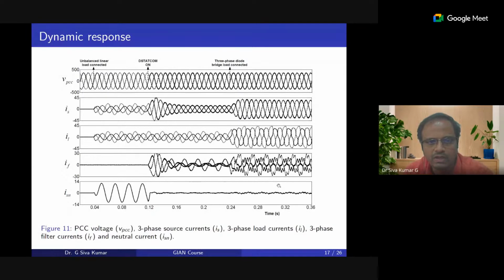This is a dynamic operation where we change the load and connect a distribution static compensator. We can use this kind of active filter in a microgrid. If your microgrid is going to have these kinds of harmonic currents and reactive power, you can use this active power filter, or it is not necessary to use this additional voltage source converter.